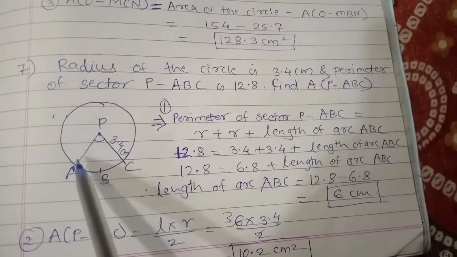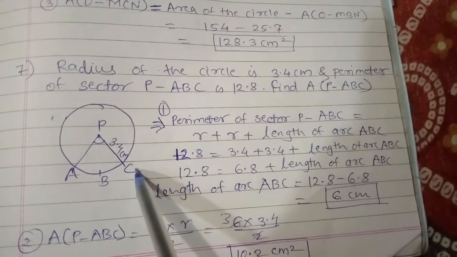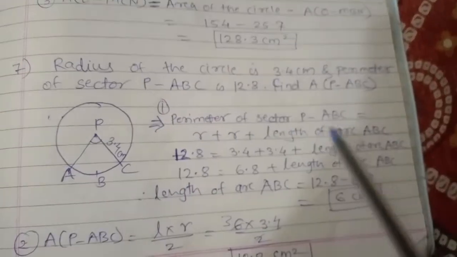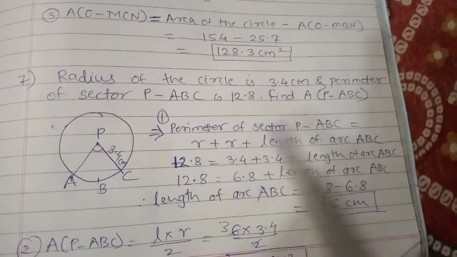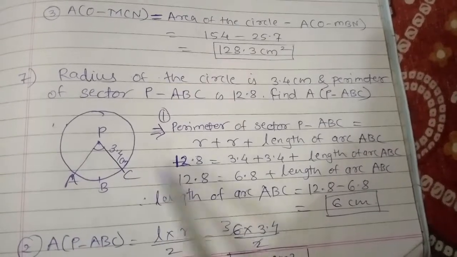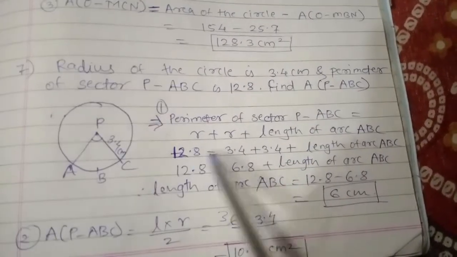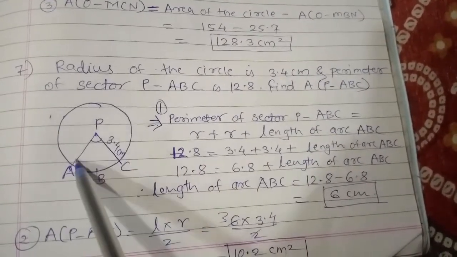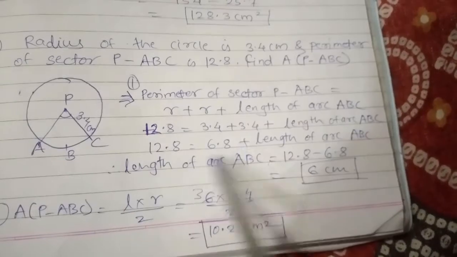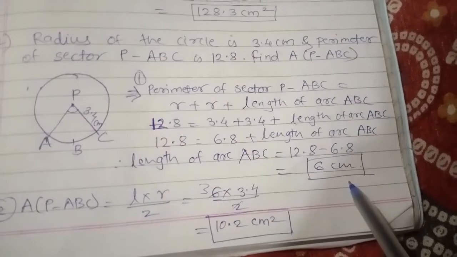So perimeter includes all these parts: the length of the arc and 2 radii. By taking the addition of these three parts we will get the perimeter of the sector. So perimeter of the sector P dash ABC is equal to R plus R plus length of the arc ABC. You are given that the perimeter is 12.8, so we put down 12.8. Radius is 3.4, similarly this one is 3.4, and the length of the arc we have to find out. By solving this, the length of the arc is equal to 12.8 minus 6.8, which is equal to 6 centimeter.